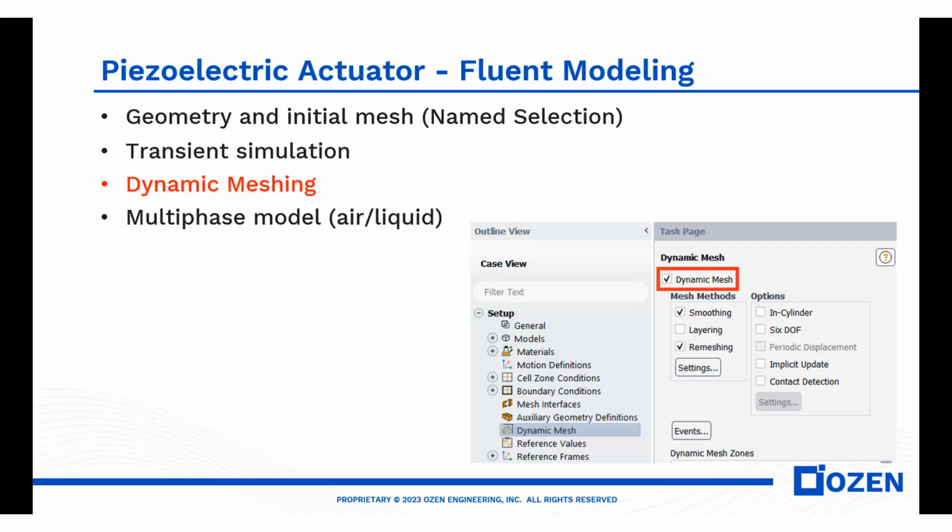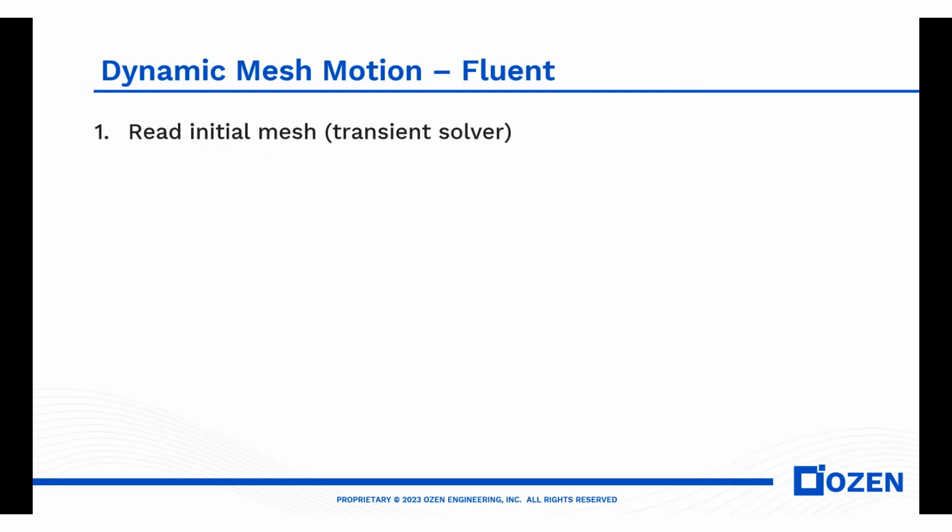In Fluent we have a feature that we call dynamic mesh, that when activated lets us define motion for the boundaries of the mesh or for a specific zone inside the domain. Then, along with the multi-phase model, we can simulate applications of piezoelectric actuators, like a pump, atomizer, or other applications. A quick review of the main steps in Fluent.